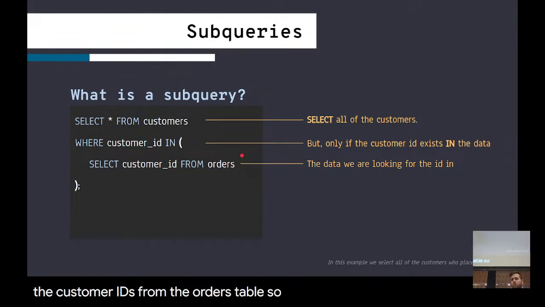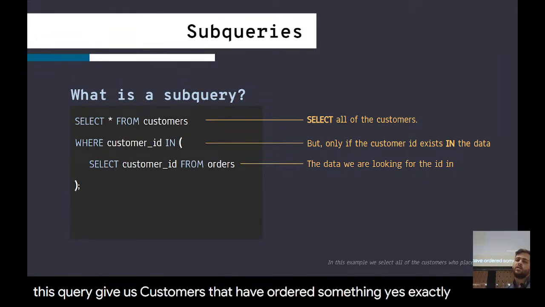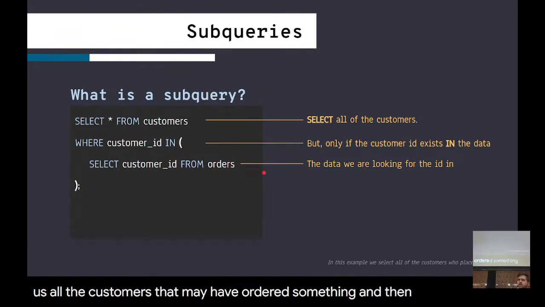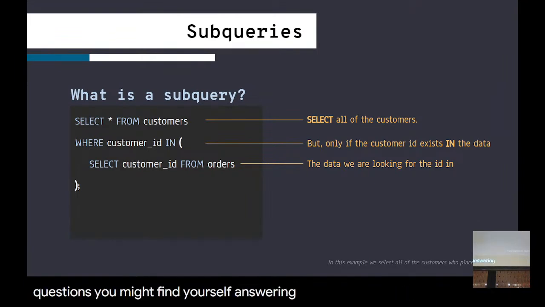So, question, what types of customers will this query give us? Customers that have ordered something? Yes, exactly. So this will give us all of the customers that exist in the orders table. So this will just tell us all the customers that may have ordered something. And that's the types of questions you might find yourself answering if you go down the subquery route. We want all the customers, but only the customers that made an order.